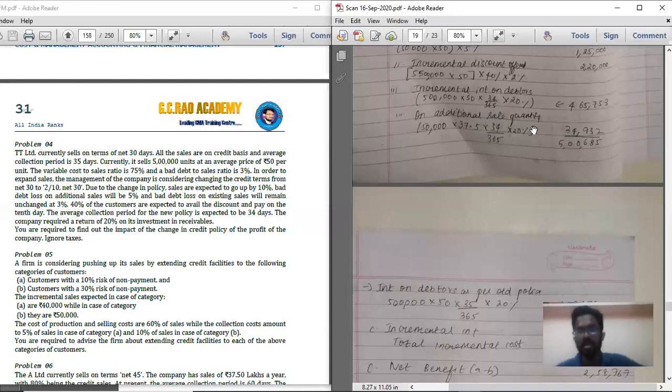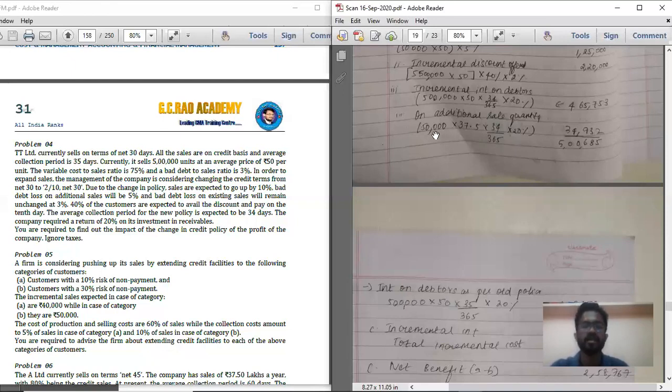And below that, small Roman number 4. For this additional sales quantity, we are not going to incur any fixed cost. So now we know that 75% is the variable cost and the remaining amount is totally profit, because no fixed cost is incurred for the additional sales. For additional sales we incur only variable cost: we produce the product and sell it in the market, because the fixed cost is already incurred. So small Roman number 4, incremental interest on debtors on additional sales quantity.